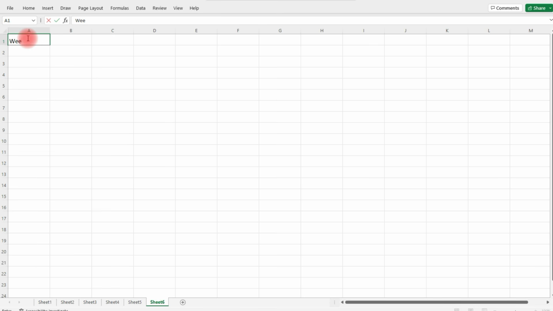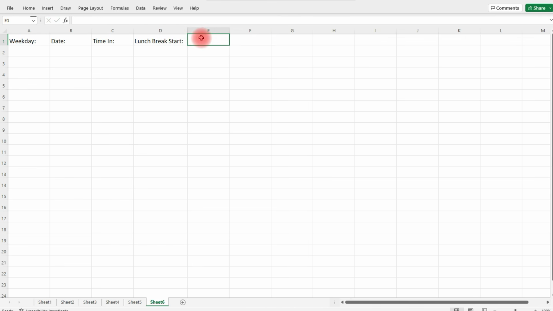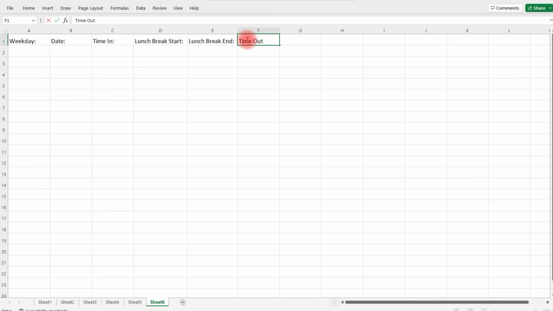So in the first column, I'm going to put the day of the week. In the second column, the date. For column C, the time in which the employee checks in. And then for column D, this is going to be the time where his lunch break starts. And for E, this is the time when he comes back from lunch. And then for F, this is going to be the time where he leaves his job. For column G, we're going to put the number of hours that we'll work that day.